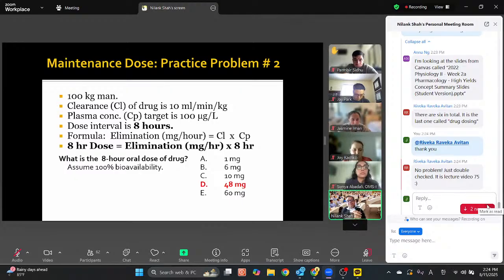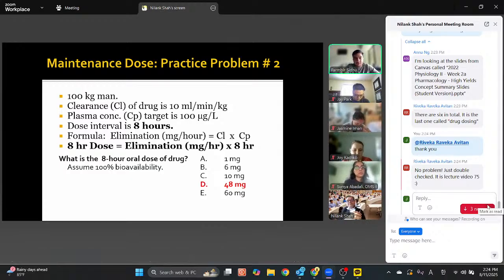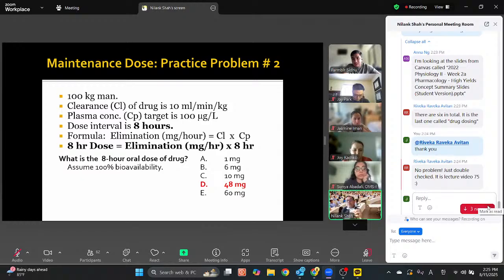Yes, Parambir. Does it mean how much of the drug is available in your body after a certain amount of time? So in this case, 8 hours? No. I get that. But in the previous question, what Sonia said earlier, which is correct, is how much drug we are losing in an hour?